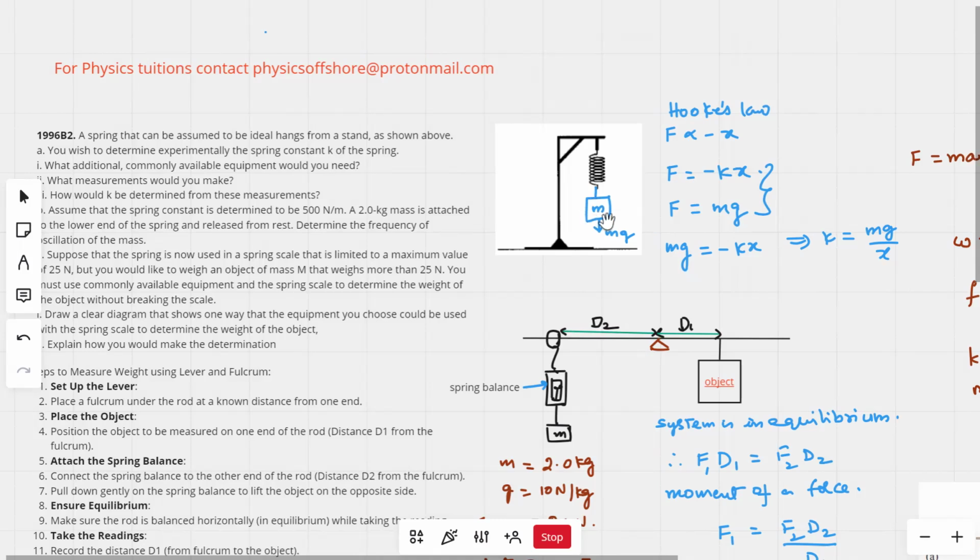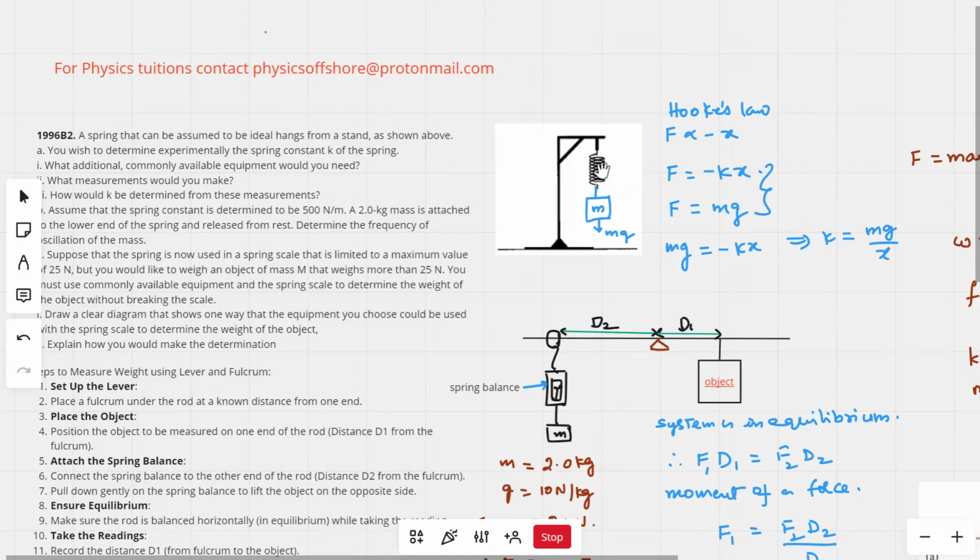So we are hanging a known mass. That mass pulls the spring downwards, so that is the displacement or the stretch in the spring. According to Hooke's law, the restoring force is the force which tries to bring the spring back to its normal position. That restoring force is proportional to the stretch in the spring. So that is why F is proportional to minus x. Here, the negative sign indicates that the restoring force and the stretch are in opposite directions.